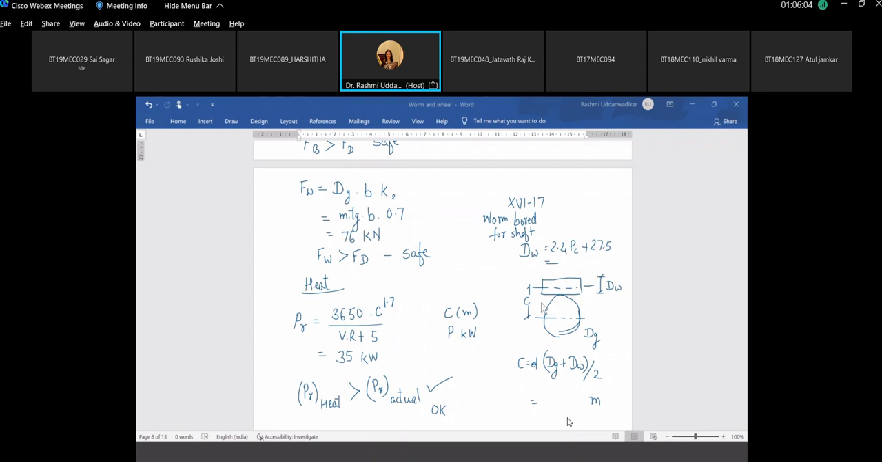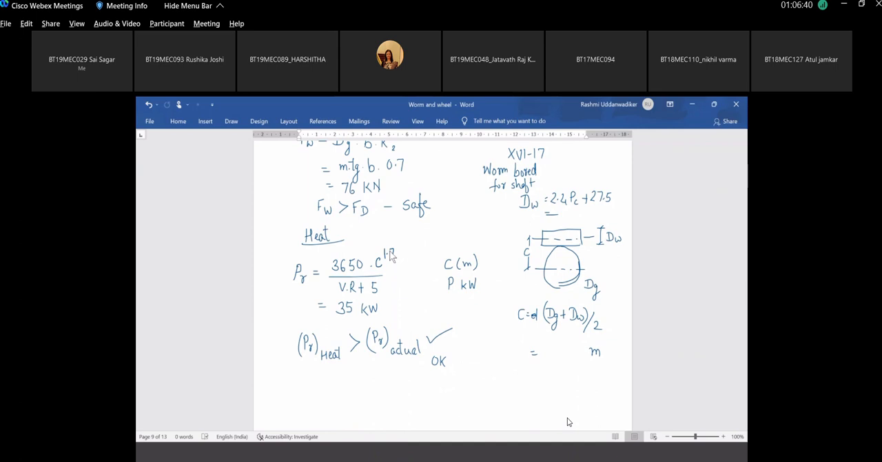So how will you increase the value of C? By increasing dW and dG. And how would you increase dW? From looking at these formulas, increase the module. If we increase the module, PC value would increase, dW would increase, similarly dG would increase. So if this rated power from the heat generation point of view comes out to be less than the actual rated power, we increase the module. If this is greater than actual PR, this is safe.